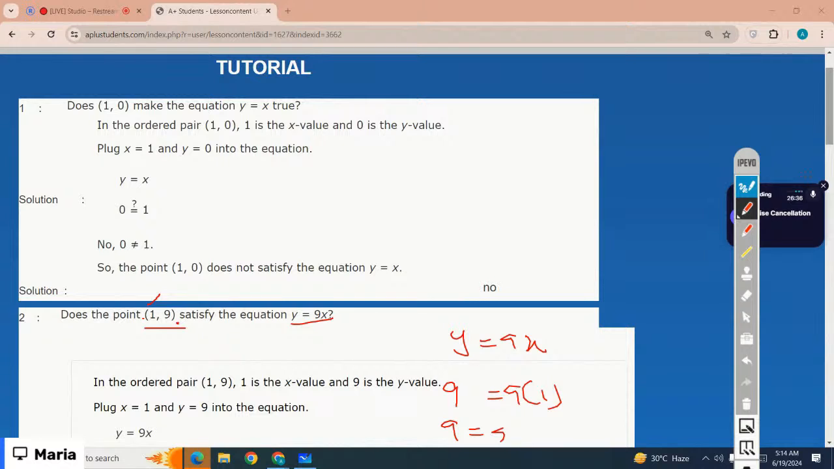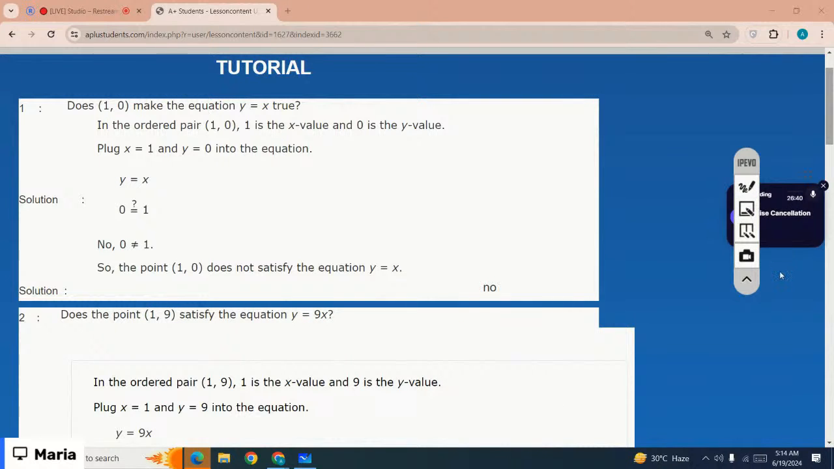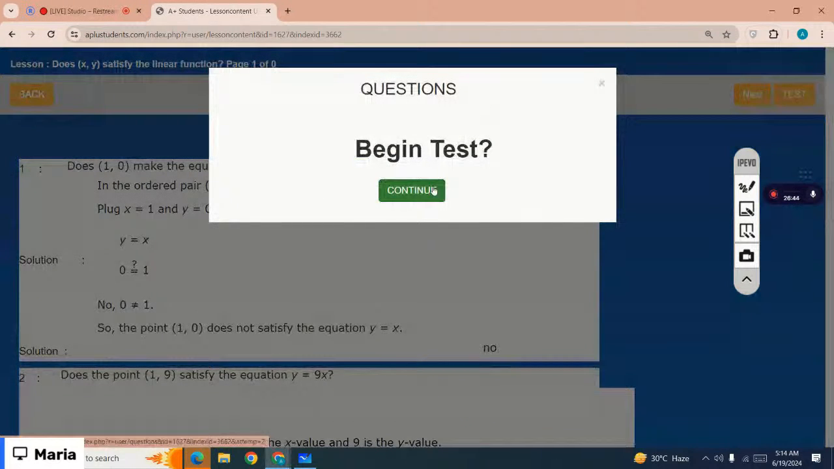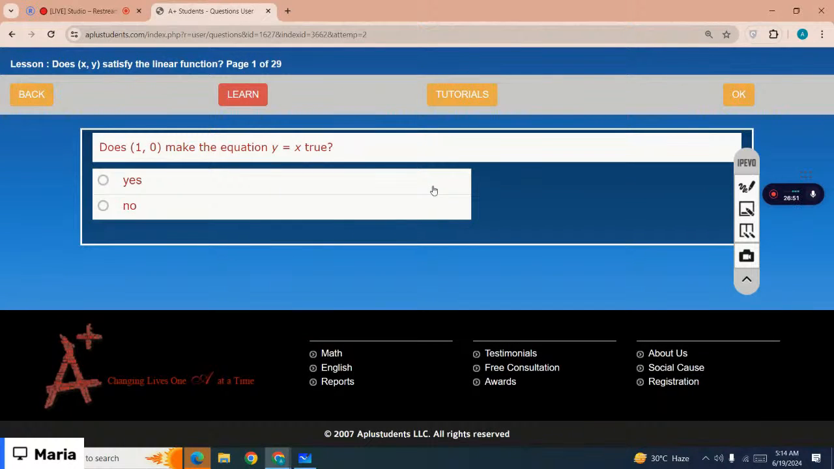Let's just start with the test questions. Does (1, 0) make the equation y equals x true? That's the one we just did in the tutorial. So which is the correct option? No. X is 1 and y is 0. They are not equal. So the correct option is no. Got it?